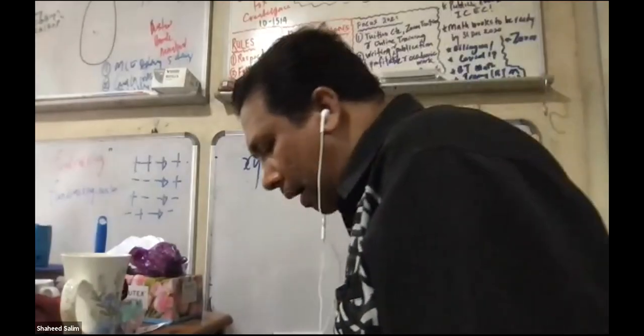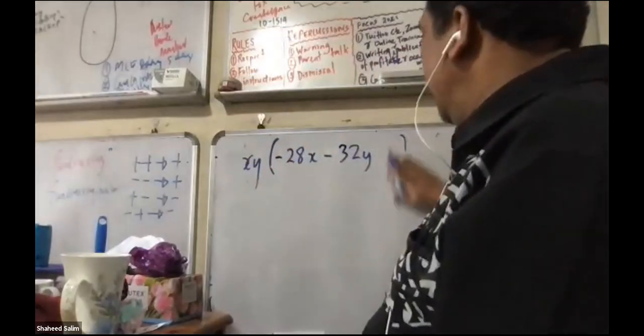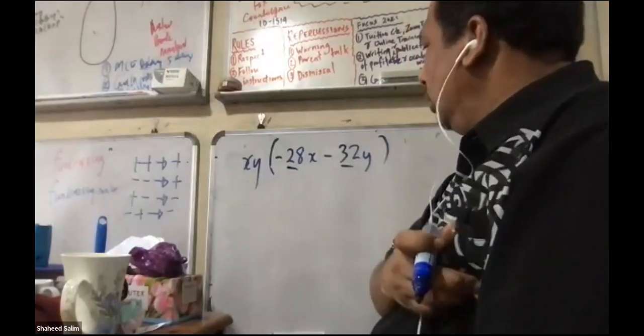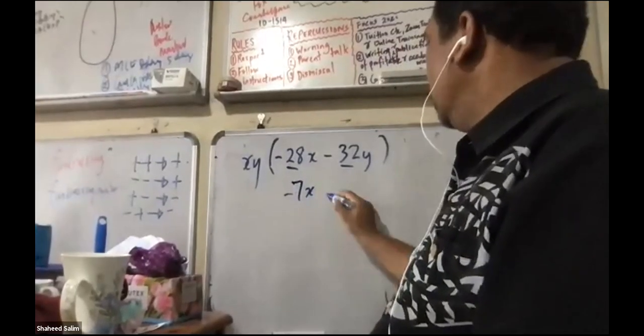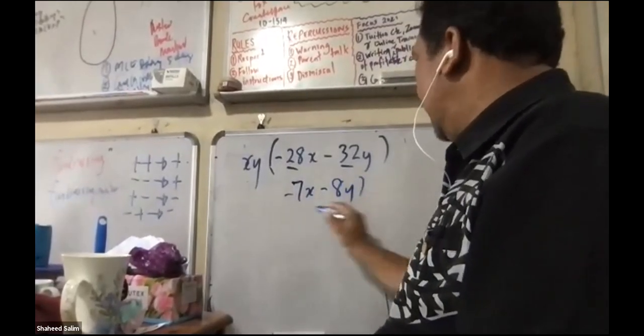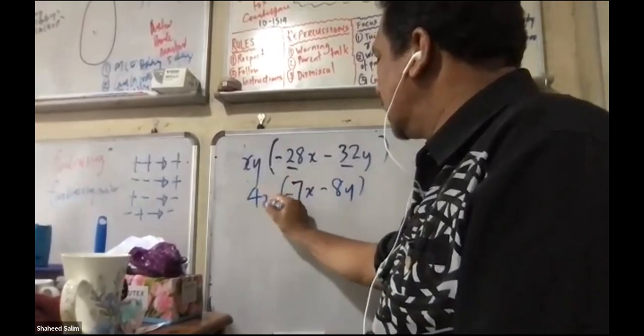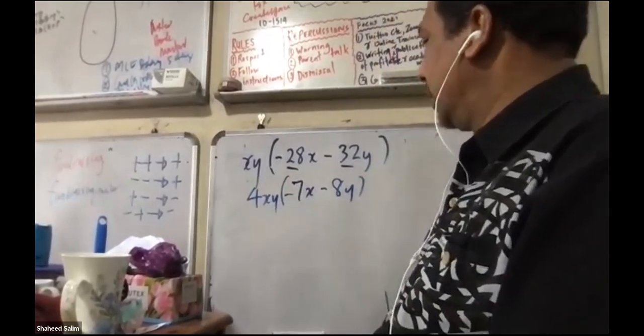32y. Down here is y to the power. Oh, yeah, okay. So now let us see. Both of them can divide by what other number? 2. Some more? Bigger than 2? 4. Okay, so you divide by 4, you get 7x minus 7x. You divide by 4, you get minus 8y. So you put 4xy here because you divide by 4.